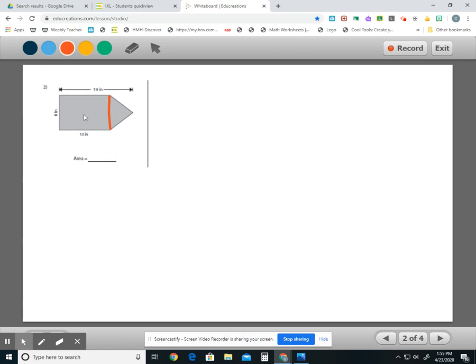All right, so if I have a rectangle and I have a triangle, I can do the rectangle first. So the rectangle area equals length times width. So its area equals 8 times 13. And 8 times 13 gives me 104 when I plug that into the calculator. Okay, so that's the first part. Now I've got to look at the triangle.